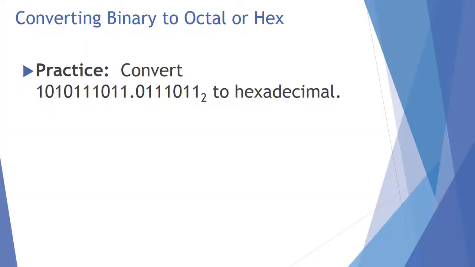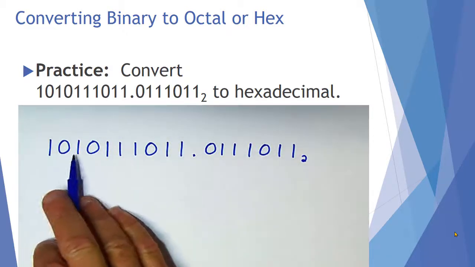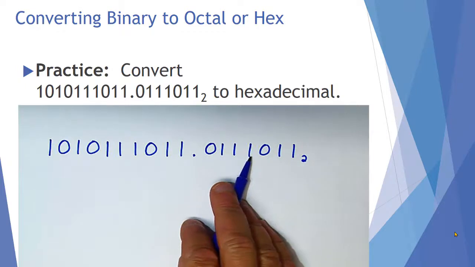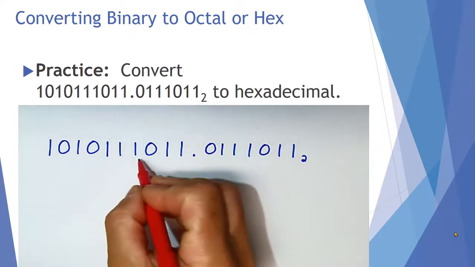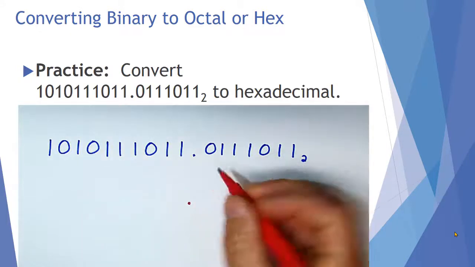Okay, it's your turn. Give this one a try. Take that number, write it down carefully, and I would like you to convert that number to hexadecimal. Okay, let's take a look. 101011.0111011. Okay, we're going to hex, so you should group these by groups of 4. Again, I'm going to use red for a contrast, but this is not an error that I'm trying to warn you about. Bring our decimal straight down.